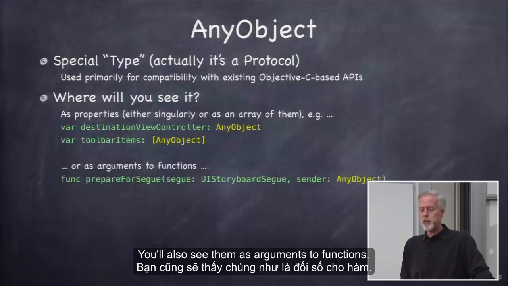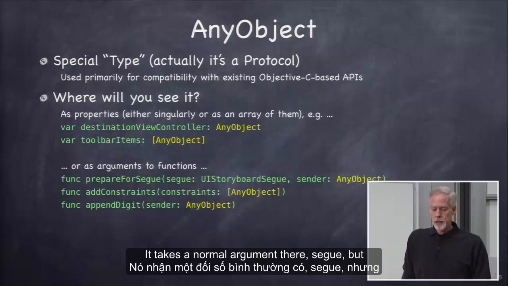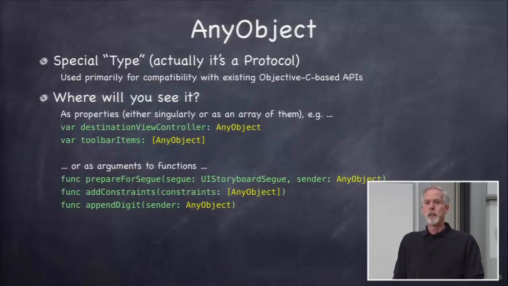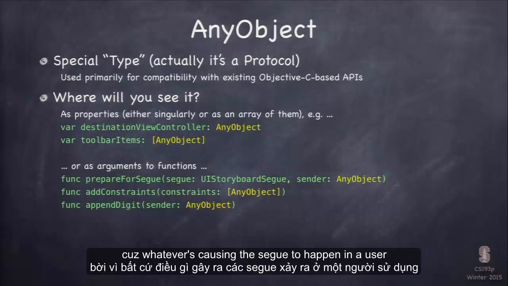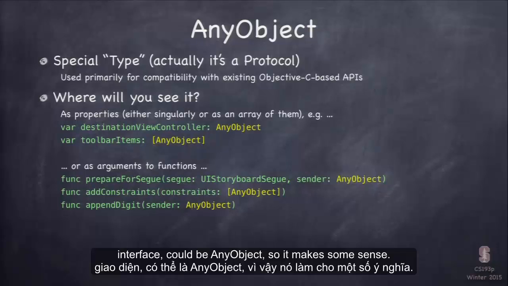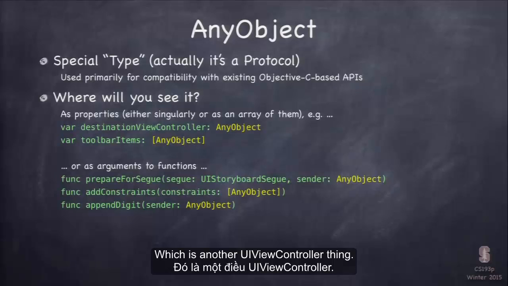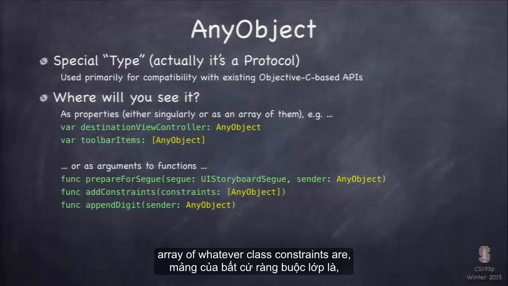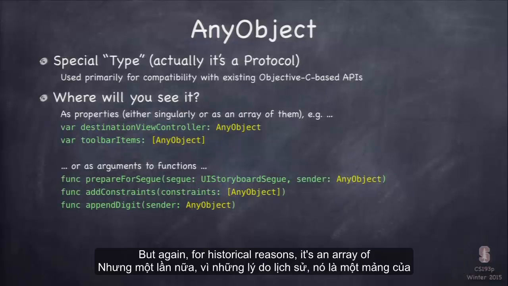You'll also see them as arguments to functions. Here's a UIViewController method prepareForSegue. It takes a normal argument there, segue, but then it also takes a sender, which can be AnyObject. In that case it kind of makes sense, because whatever's causing the segue to happen in your user interface could be any object. But there's addConstraints, which is another UIView thing. You'd think that would be an array of whatever class constraints are. I haven't taught you about this, but these are the constraints that do all our UI shifting. But again, for historical reasons, it's an array of AnyObject.